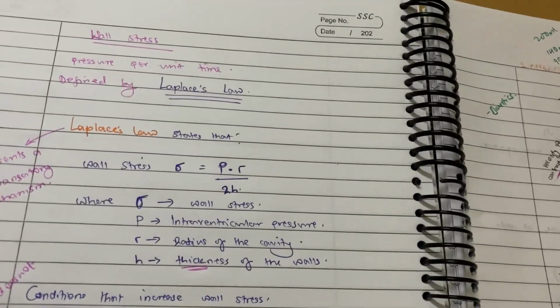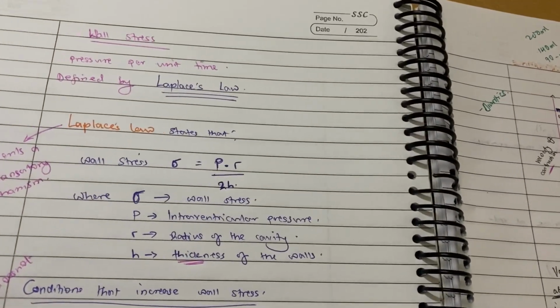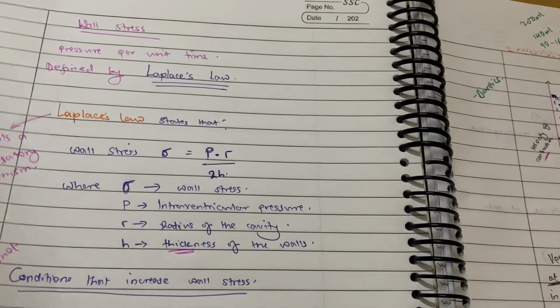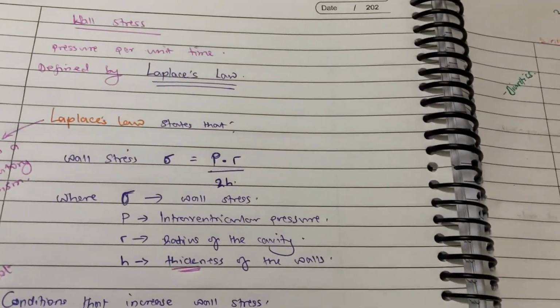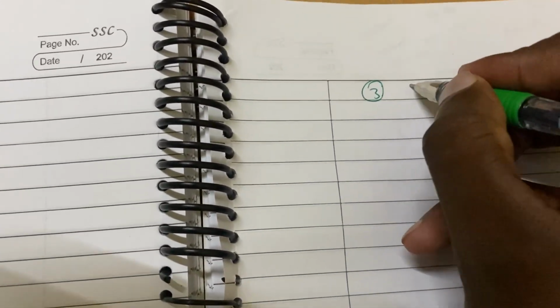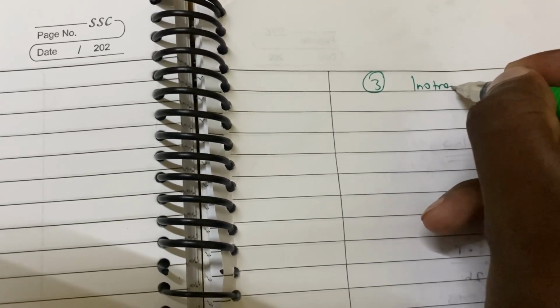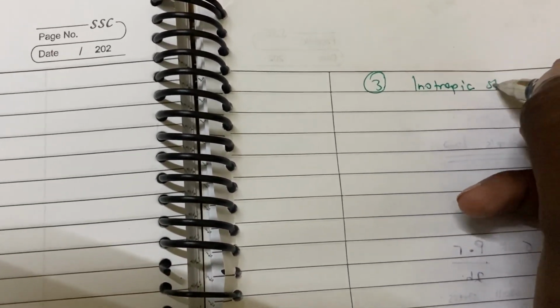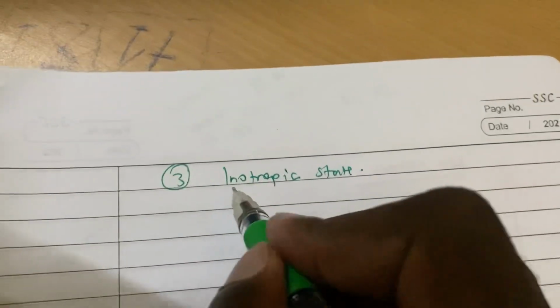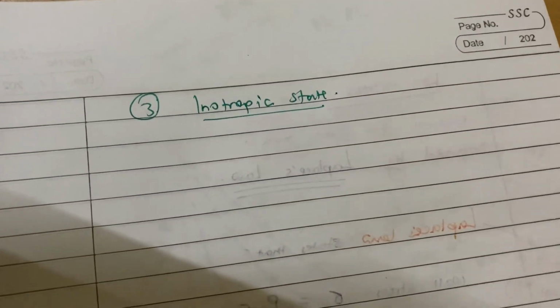So the next component, wall stress, is done. Maybe let me see if we have some graph. We don't have any graph. So the third component is inotropic state. What is the inotropic state of the heart at that time?